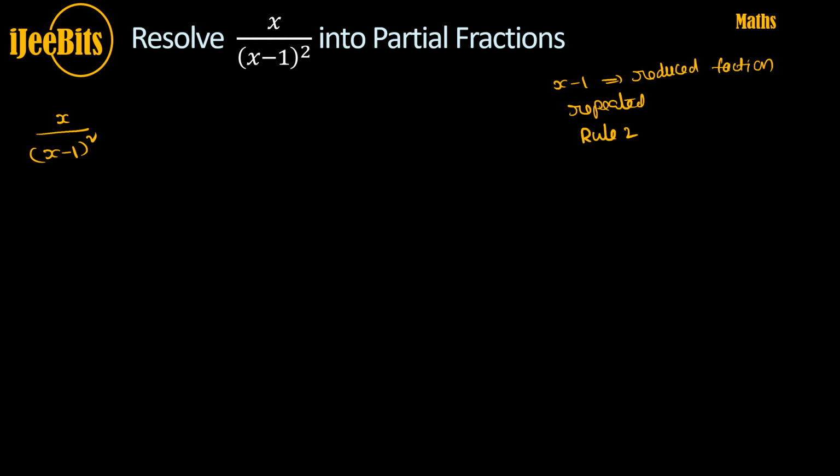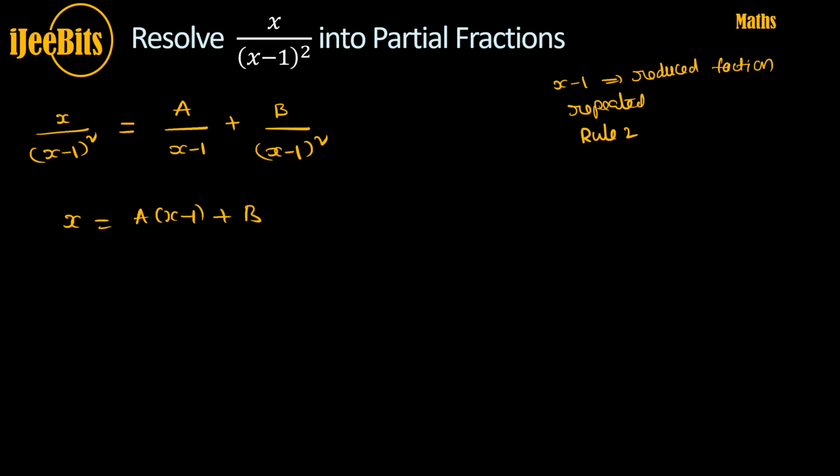That's right. So now, what does rule number 2 say? You have to write a by x minus 1 plus b by x minus 1 whole square. Then this is a partial fraction for the given proper fraction. Once we have that, the next step is so simple. x equals a times x minus 1 plus b.